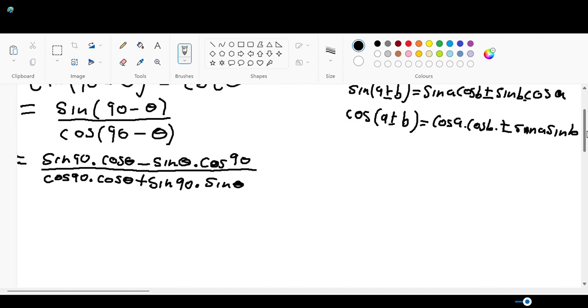Let me just scroll down a bit there. Now, as we continue here, you can see that sine 90. What is sine 90? Sine 90 is supposed to give you 1. So it's going to be 1 multiplied by cos theta minus. Now, what is cos 90? What is this cos 90 here? Cos 90 is going to give us 0.